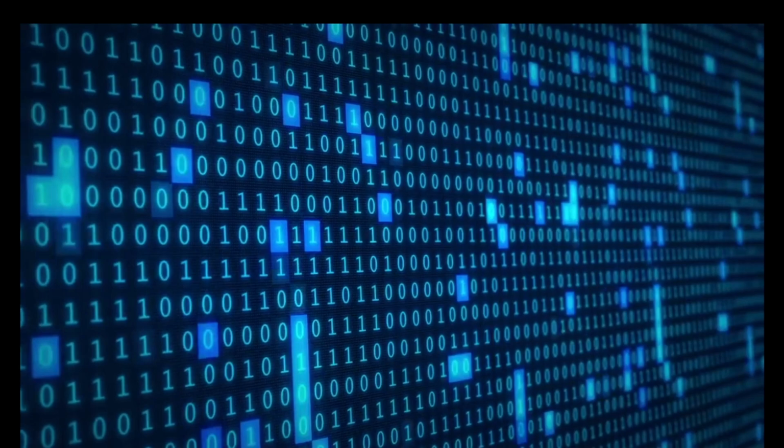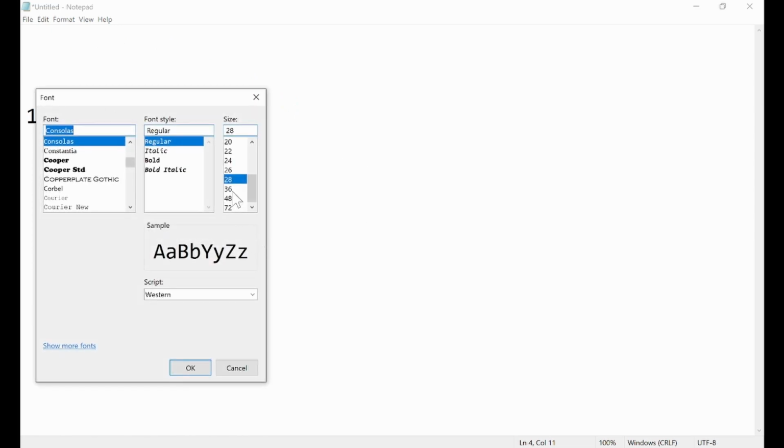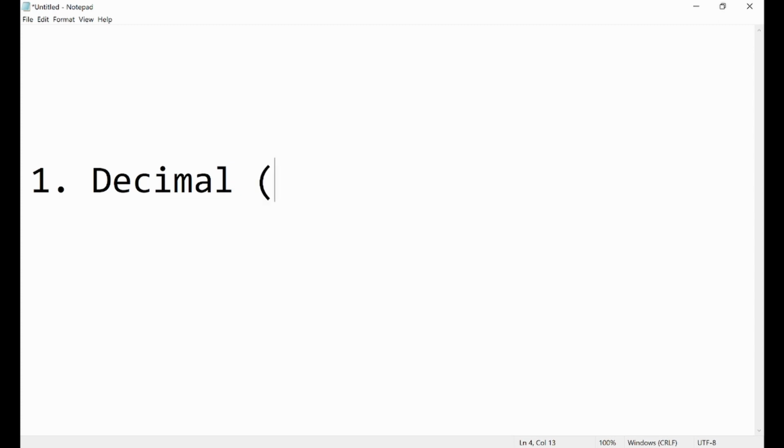Number 2, we have what we call hexadecimal. Let me write them down. So I said we have decimal, and decimal is base what? Base 10, and is made up of digits from 0 to 9, right?